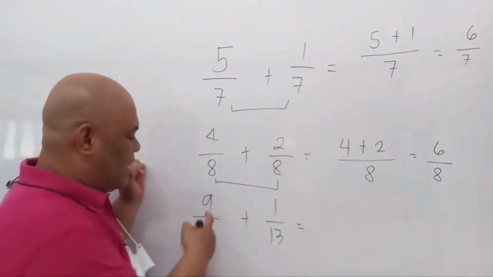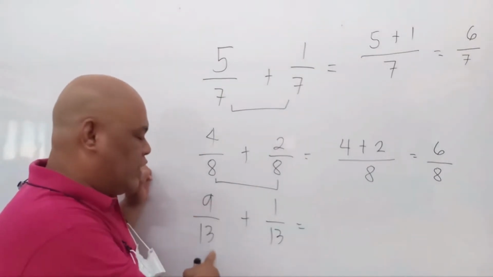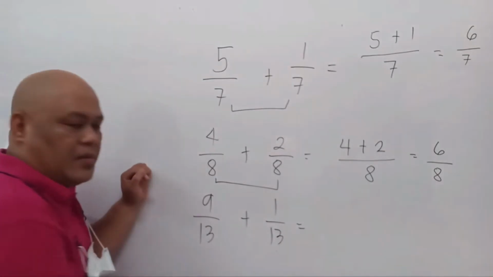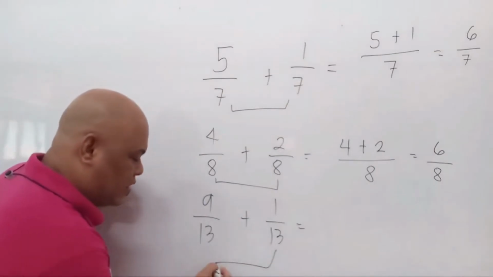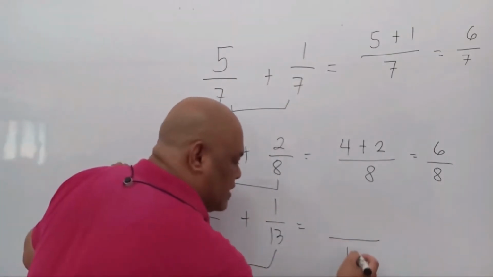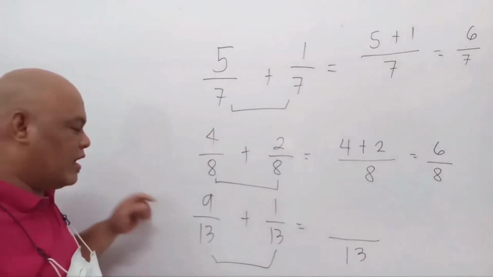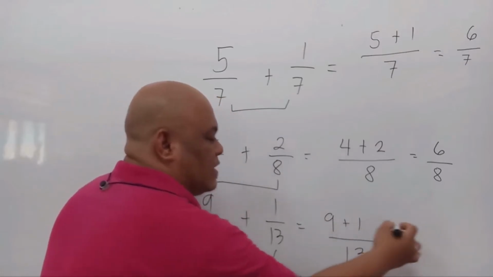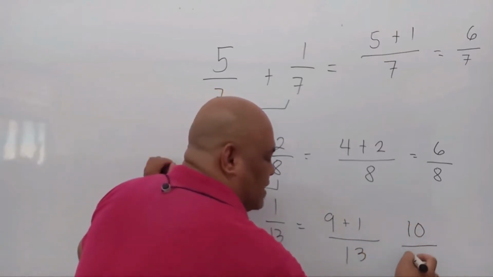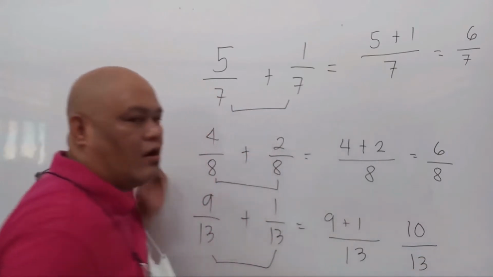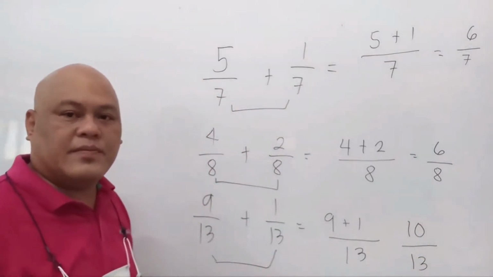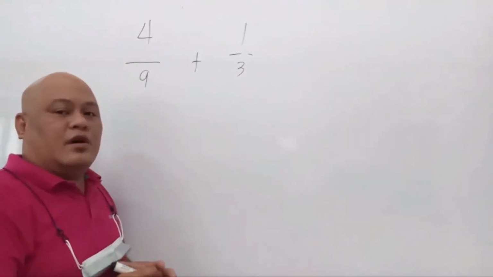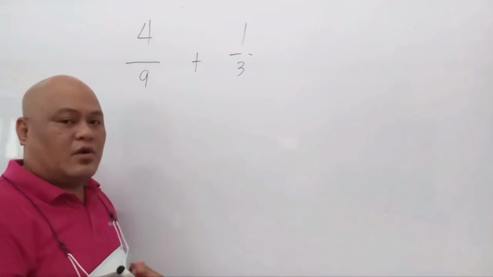Next is 9 over 13 plus 1 over 13. Same denominator. So what will you do? Copy only the denominator and then add the numerators. 9 plus 1 is 10. So the answer is 10 over 13. Do you understand?